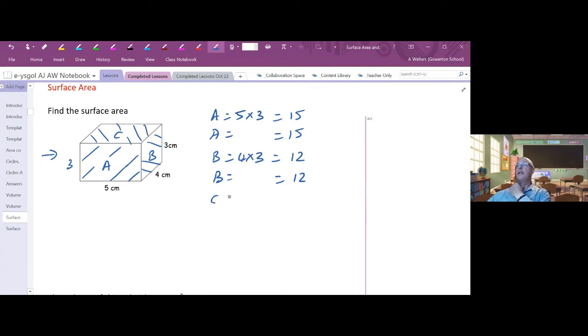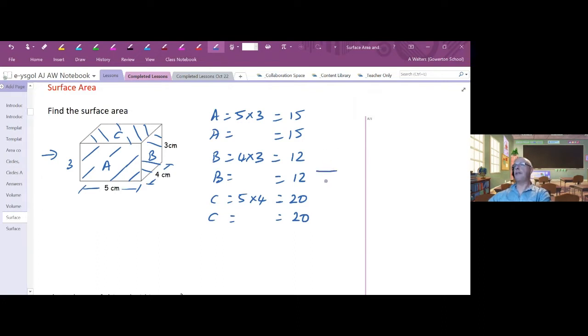And C is 5 in that direction and 4 going back. So it's 5 times 4, which is 20. And there's another C at the bottom. 6 sides in all. Okay. If you don't get 6 sides, then you'll have to check what you've missed.